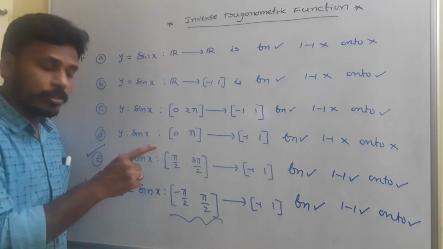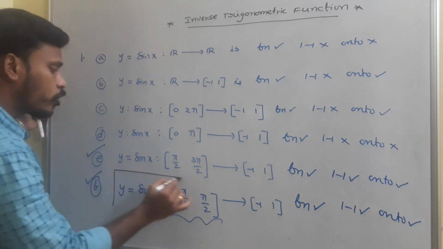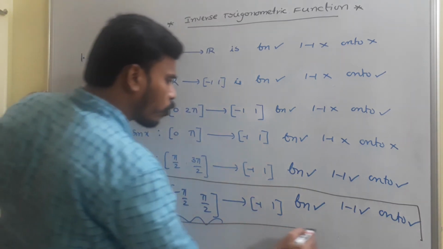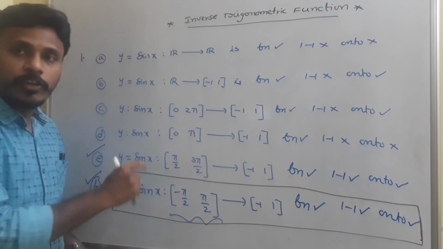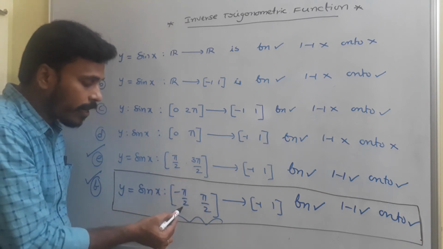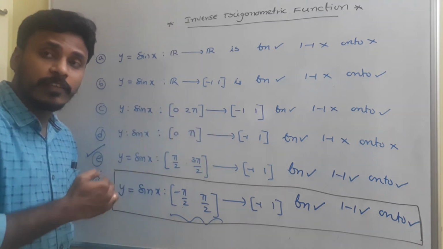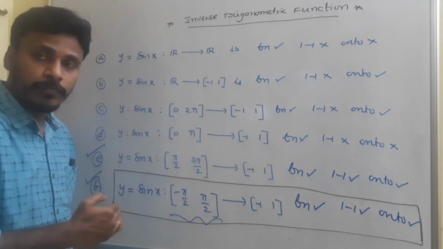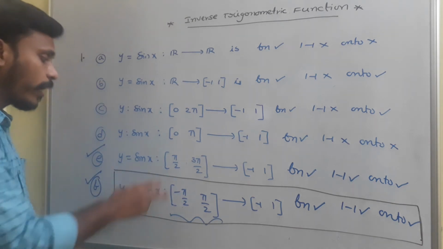But among all those things, we just consider this particular function, the sin x, which is from minus pi by 2 to pi by 2 to the interval minus 1 to 1, as the fundamental trigonometric function to define the inverse. Because if you observe, the domain is from minus pi by 2 to pi by 2. In the sense, this is just symmetrical about 0 to the right and to the left. This is somewhat comfortable to analyze to define the inverse, okay, when compared with the others.